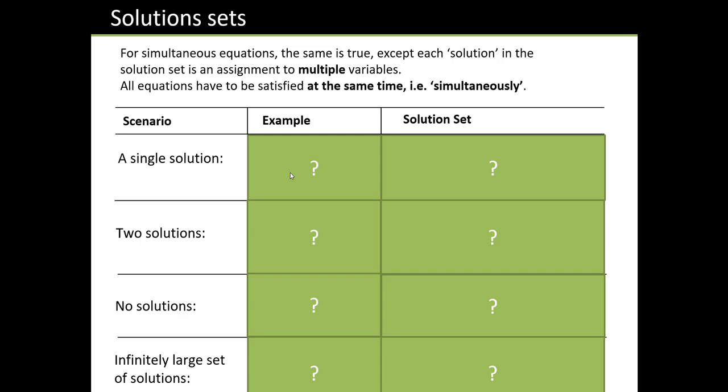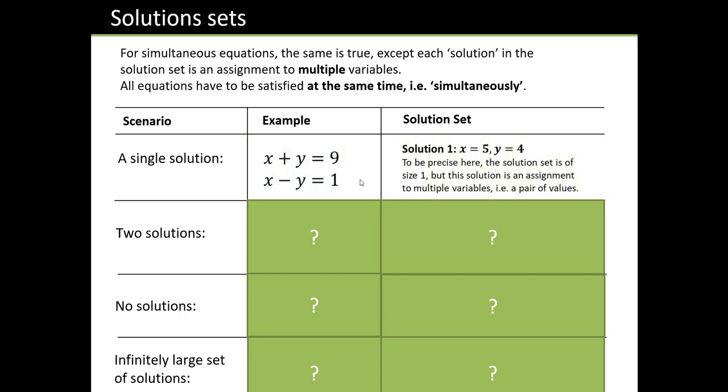So here would be some examples. This one here, these are linear equations. What we might do with these, for example, is add them together and get 2x equals 10, get x equals 5, or we could subtract and get 2y equals 8 and get it that way. But this is a single solution.